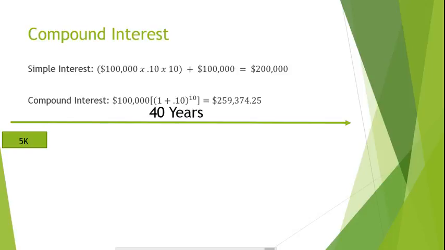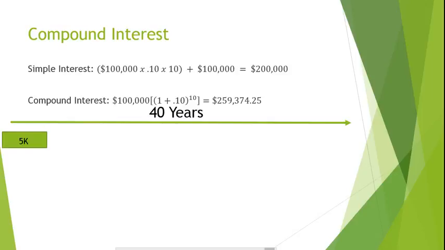$259,374.25. This is $59,374.25 more in interest than if it were to have earned simple interest. That's a significant amount of money. This significance would only get bigger the longer this investment is held, since investments that earn compound interest grow exponentially.